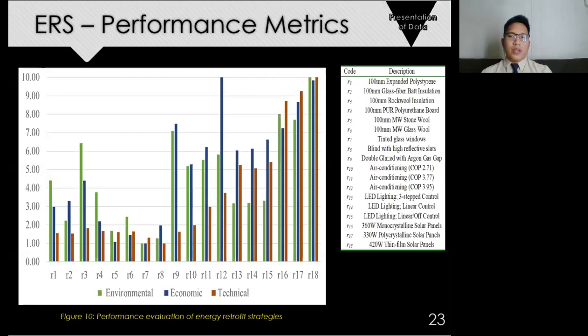To sum up, the results of this work prove that the environmental, economic, and technical performance of ERS are inversely proportional. Furthermore, the impact of ERS was determined and it was identified that the performance trade-off was clearly present. It should be noted that combining the best strategy from each category could result in compelling energy savings to achieve the long-term goal of a building.